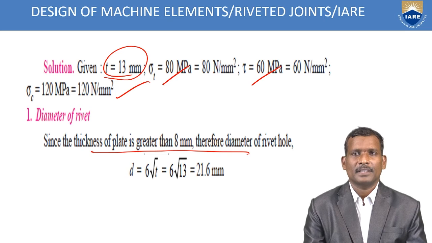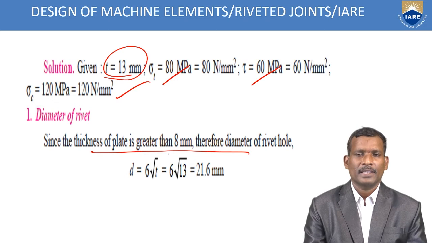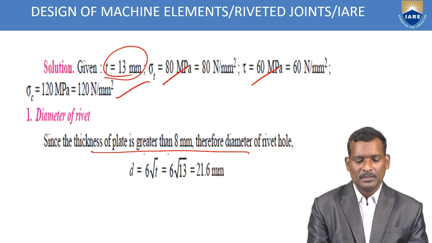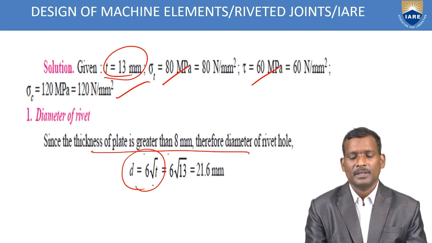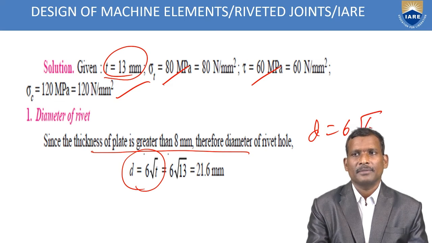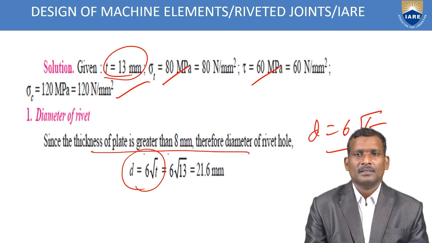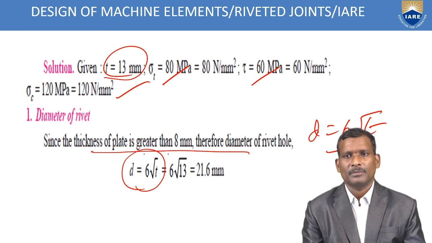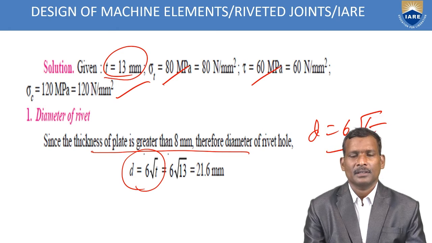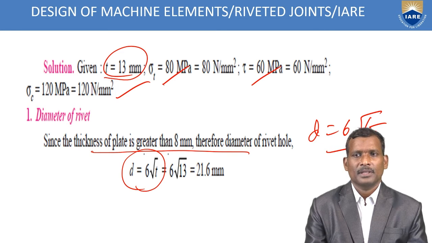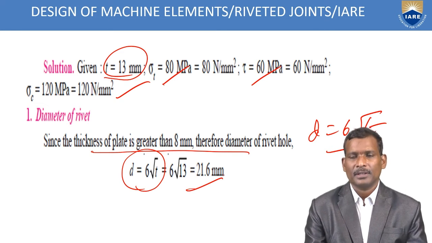If the plate thickness is greater than 8 mm, the diameter of the rivet you can calculate by using Unwin's formula. So this formula is called Unwin's formula: D is equal to 6 root T, where T is the thickness of the plate. Whenever the plate thickness is up to 8 mm, no problem, directly you can take the thickness. But in the case of 13 mm, greater than 8 mm, the diameter is equal to 6 root T. So take this formula and find out the diameter of the rivet.